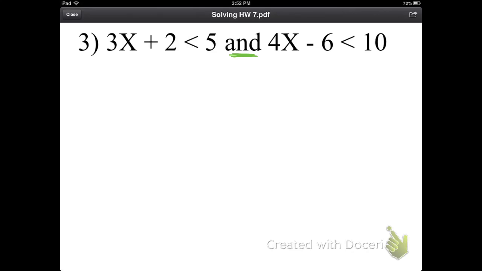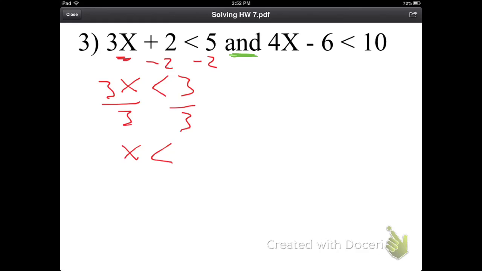Okay, left side, I have my variable on the left and there's none on the right, so I'm going to just keep it on the left and get rid of the 2. So I'll get 3x is less than 3. I'm going to divide by 3 now to get x by itself. Give me x is less than 1. Okay, that one's pretty quick.